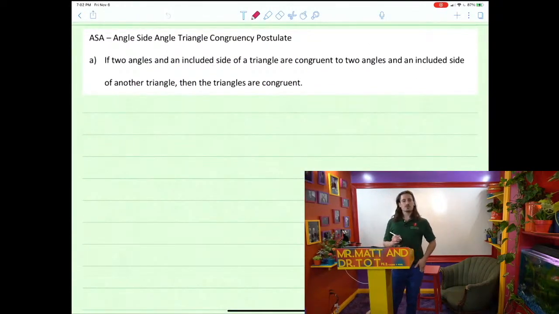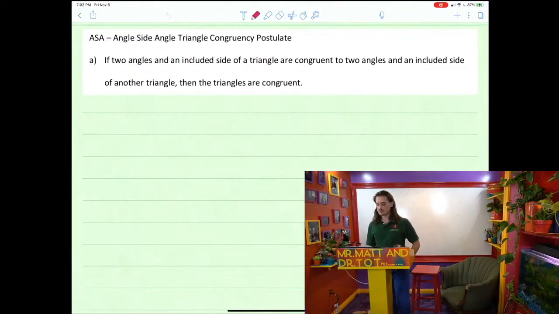So first let's talk about the angle, side, angle. So the angle, side, angle, triangle congruency postulate. If two angles and an included side of one triangle are congruent to two angles and an included side of another triangle, then the two triangles are congruent.